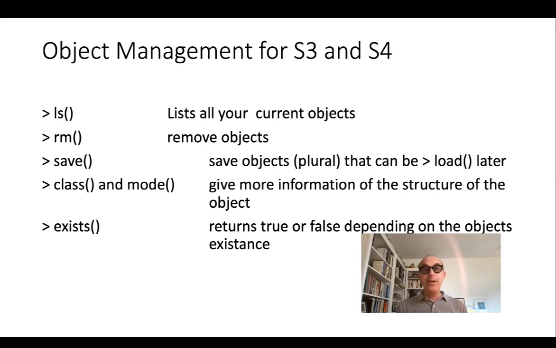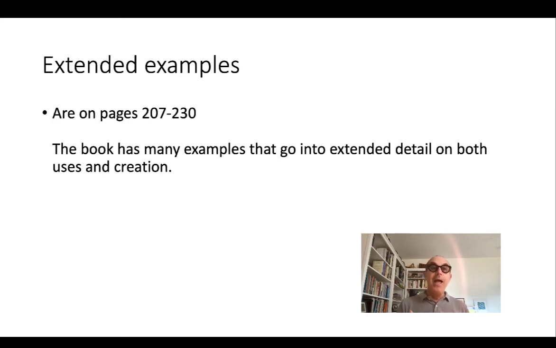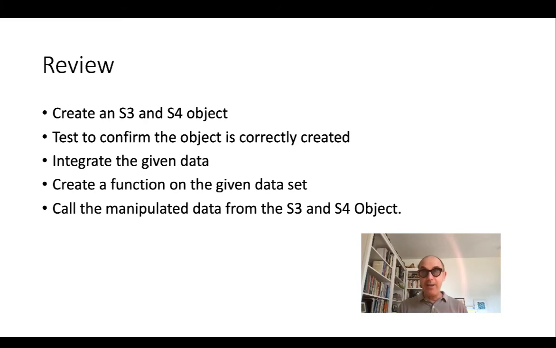So the object S for S3 and S4, ls lists all current objects, rm removes an object, save saves an object that can be loaded later, class and mode give more information on the structure of the object. Exists returns true or false depending on the example. Extension example is in our textbook, which has many examples to extend throughout the creation and elaboration of the S3 versus the S4.